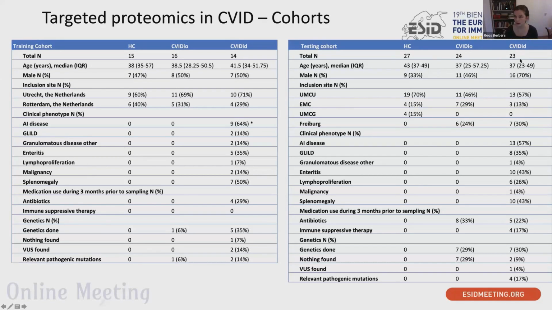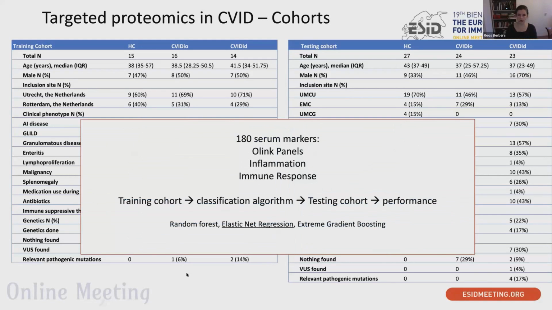Now, some of these patients had a known monogenic background. In the first cohort, we have 1 patient with a CTLA-4 mutation, and in the second cohort, we have 3 TACI mutations and 1 patient with a PI3 kinase mutation. By the way, all these mutations were unknown at time of sampling. So we measured 180 markers.